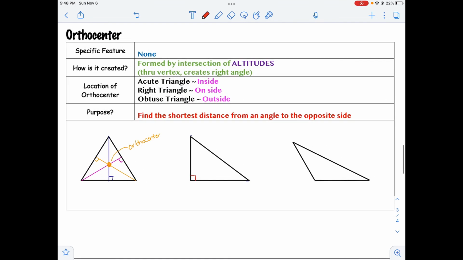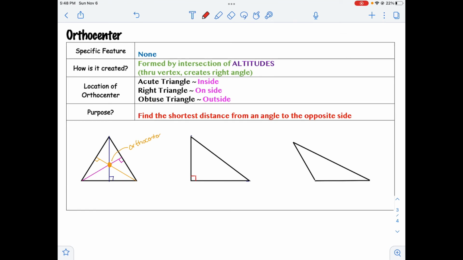So let's look and see what our orthocenter would look like for a right triangle. So remember, we're going through our vertex. That doesn't mean we're angle bisecting. It just means we're going from our vertex to create a right angle. So I'm going to start from the right angle vertex, and I'm just going at a perpendicular fashion to make a right angle.